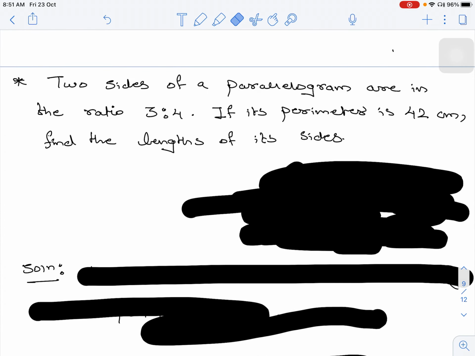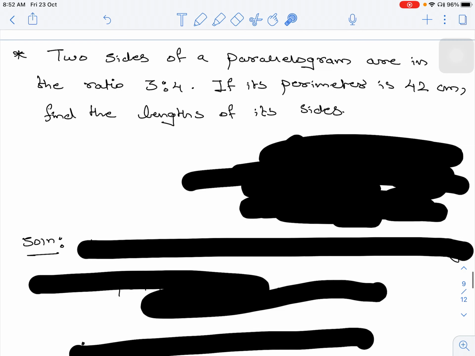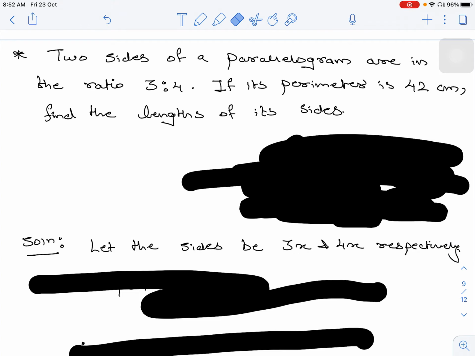Now it is given that two sides of a parallelogram are in the ratio 3:4. If its perimeter is 42 centimeter, then find the length of its sides. Whenever anything is given in terms of a ratio, we consider the common term in that as x. So let the sides be 3x and 4x respectively.